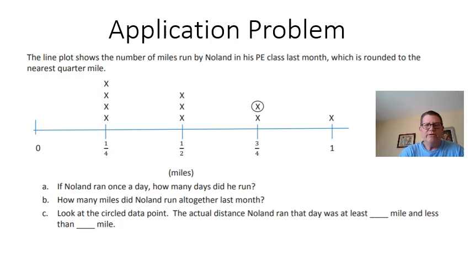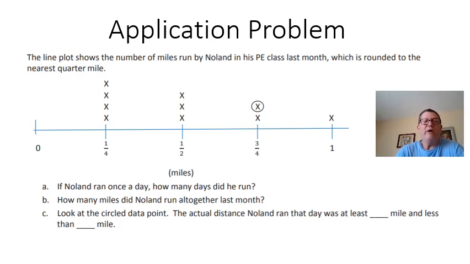Okay, first thing I'd like you to do is take a look at this application problem. This is from lesson 1. It says, the line plot shows the number of miles run by Nolan in his PE class last month, which is rounded to the nearest quarter mile. And it has 3 questions underneath of it.